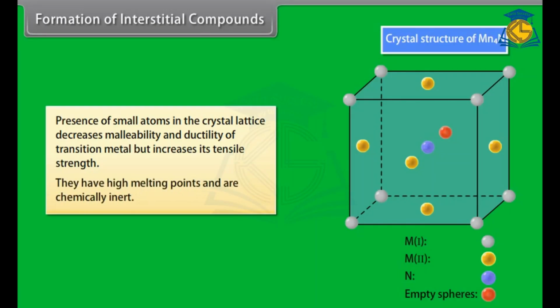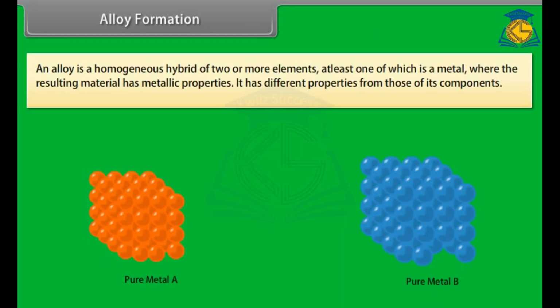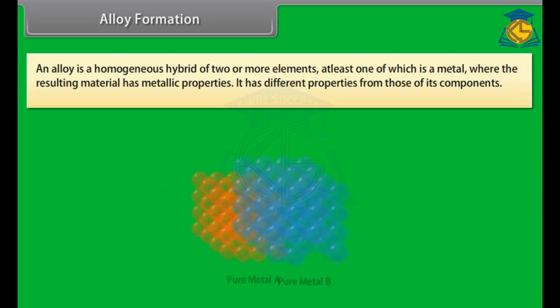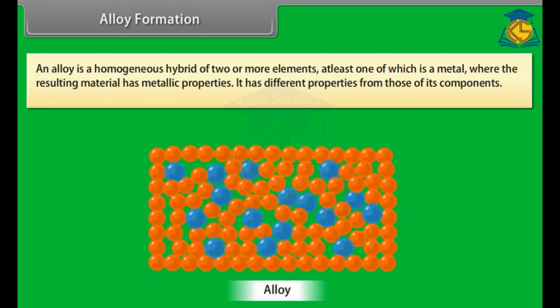They have high melting points and are chemically inert. Alloy formation. An alloy is a homogeneous hybrid of two or more elements, at least one of which is a metal, where the resulting material has metallic properties. It has different properties from those of its components.